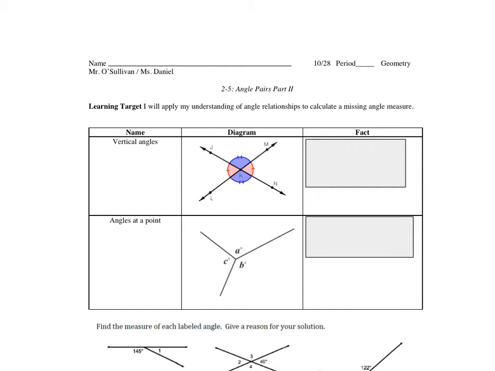So the first pair of angles we're going to be looking at are vertical angles. Vertical angles are very special. They're going to pop up very often in this course, so please make sure you're familiar with them. The definition or fact about vertical angles is angles that are opposite of each other when two lines intersect. Vertical angles are always equal to each other.